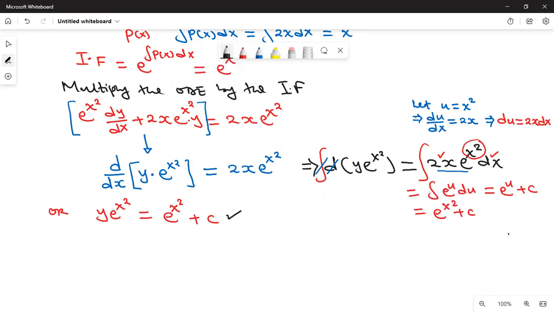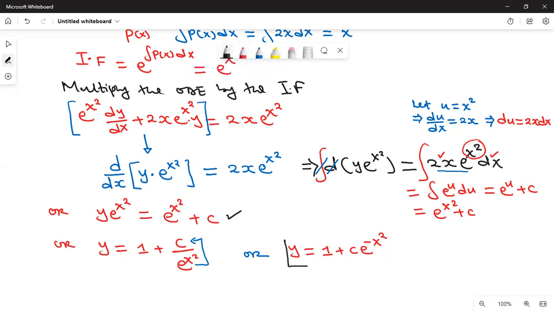And so from here, you can make y the subject. So you divide through by exponential x squared. So you can write y is equal to 1 plus c over exponential x squared. When you use the laws of indices, this can also be written as y is equal to 1 plus c times exponential negative x squared. That is our general solution.